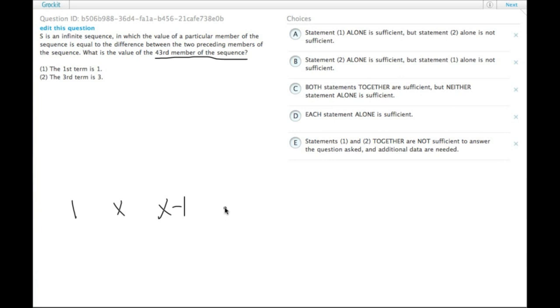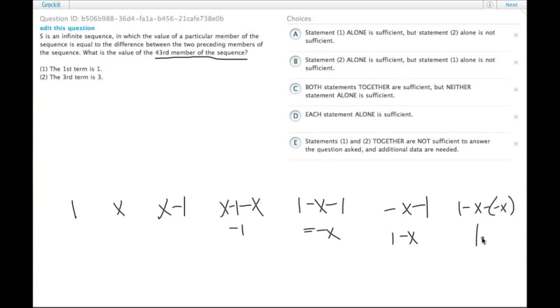The fourth one will be the difference of those other ones, so x minus 1 minus x, which equals minus 1. The fifth term will be 1 minus x minus 1, and that ends up being negative x. And then the sixth term, we get negative x minus 1, which is the same thing as 1 minus x. And then the next term, if we have 1 minus x minus negative x for the seventh term, the two x terms cancel out, and we're back to 1.